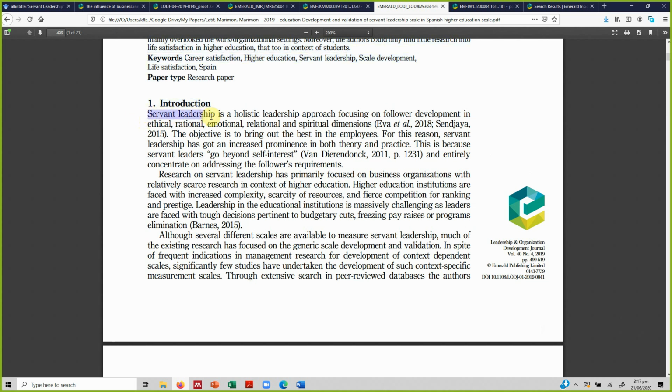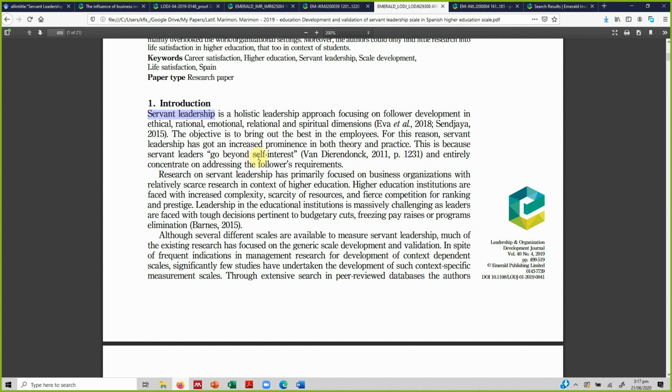In this case, we are focusing on servant leadership. So why is this particular area important? Servant leadership is a holistic leadership approach focusing on follower development in ethical, rational, emotional, relational, and spiritual dimensions. The objective is to bring out the best in the employees. For this reason, servant leadership has got an increased prominence in both theory and practice. This is because servant leadership goes beyond self-interest.